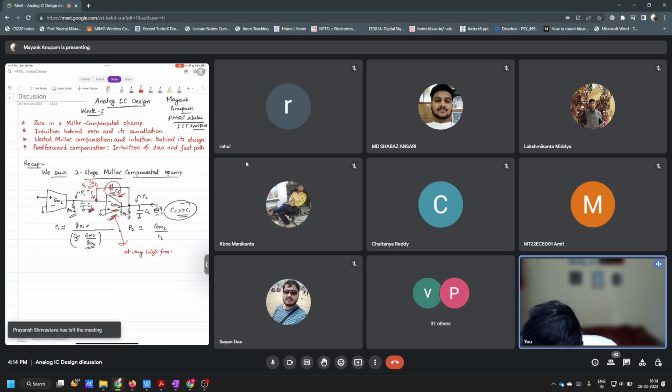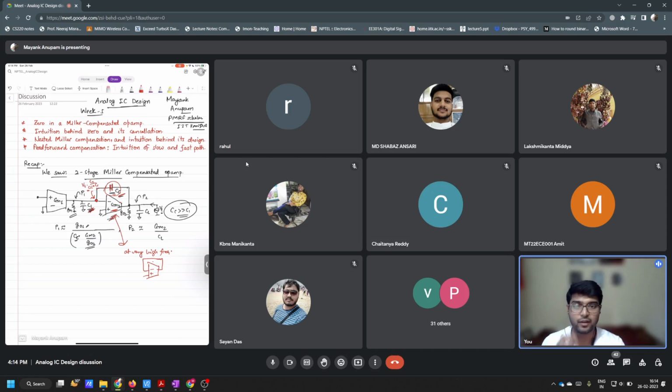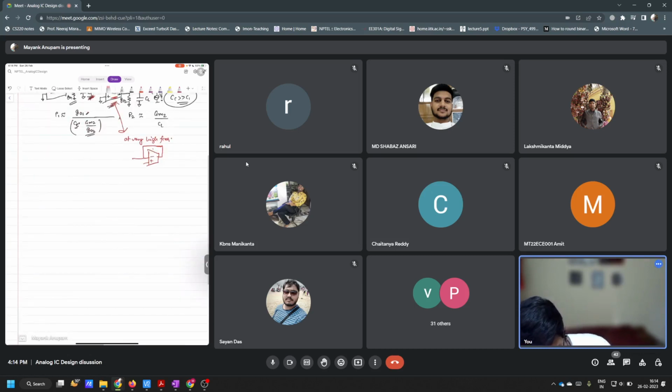It will be like this. It will simply be shorted, isn't it? At very high frequencies, because this capacitor will be effectively short, right? So this GM2 will appear like a diode connection. You remember this, right? This is a typical diode connected GM2. This is a diode connected transconductor.